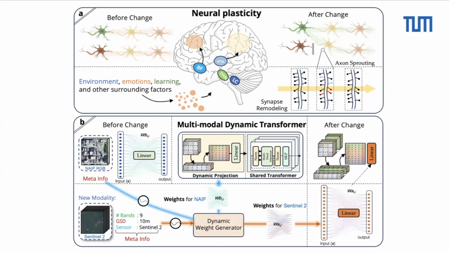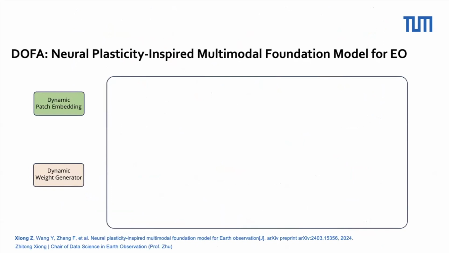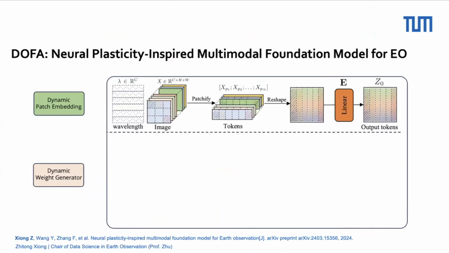So here the most important part is how do we design the dynamic weight generator? And in this slide, I will introduce more details. If you are familiar with the vision transformer, you will know that there is a patch embedding layer where you patchify the image into tokens, and then you transform it using a linear layer. So this is the patch embedding layer.